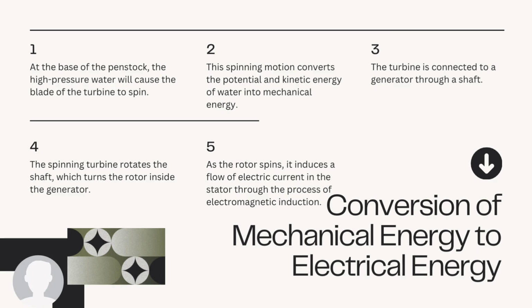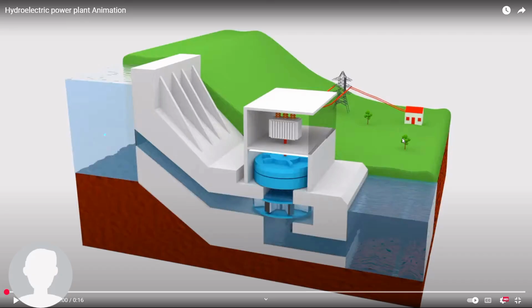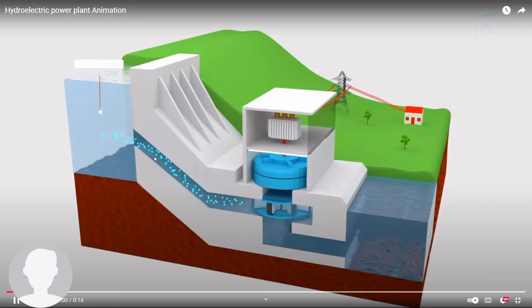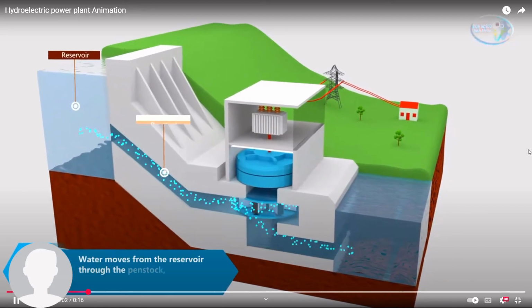The spinning motion of the turbine causes the rotor inside the generator to rotate, and as the rotor spins, it creates a magnetic field, inducing an electric current in the stator through the process of electromagnetic induction. This process is highly efficient and highlights how the natural flow of water can be harnessed to generate clean electricity. Now, let's look at the short animation video for the hydroelectric power plant.